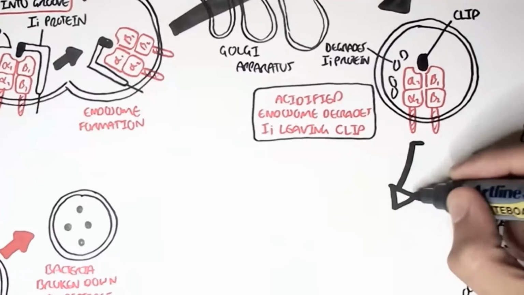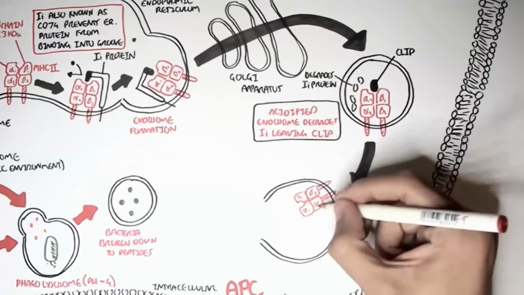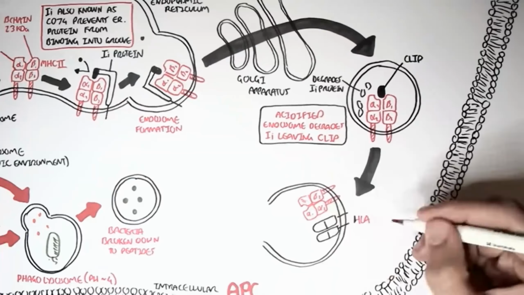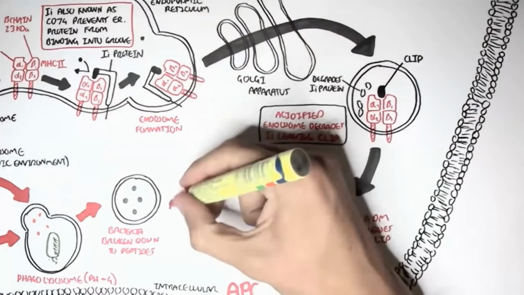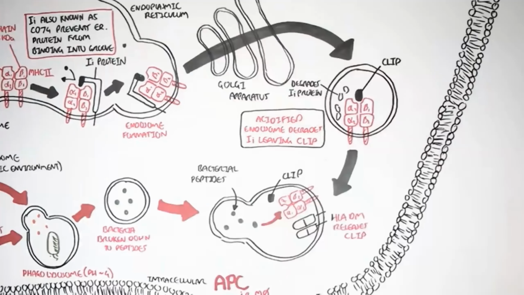Following this, another protein called HLA-DM will interact with MHC class 2, releasing CLIP from the binding groove. The phagolysosomes containing bacterial peptides will then fuse with the MHC class 2 endosome, and this will allow the peptides to bind onto the groove of the MHC class 2. However, only a specific peptide, a specific antigen, is able to bind onto the groove of the MHC class 2. And this is for any MHC class 2 because it's all unique.